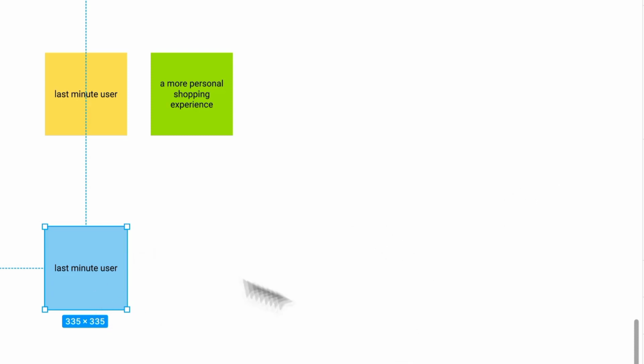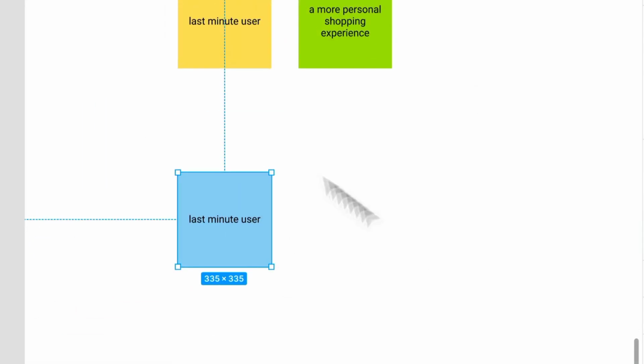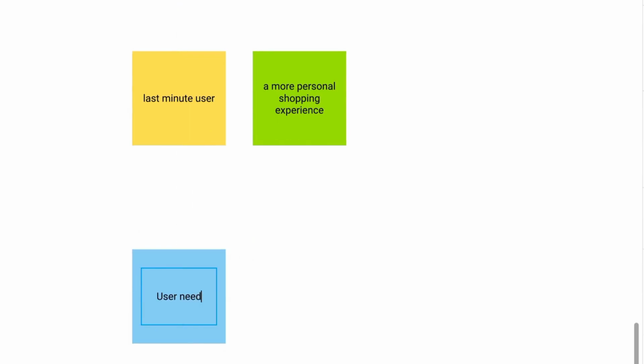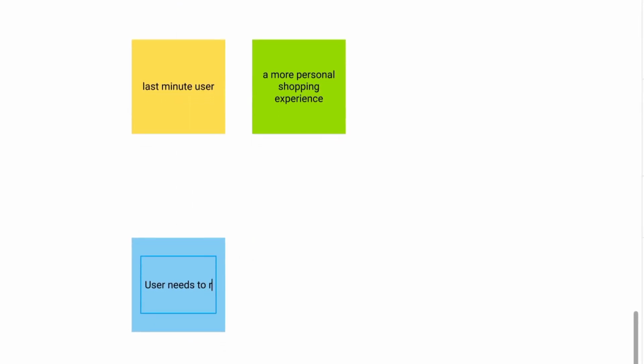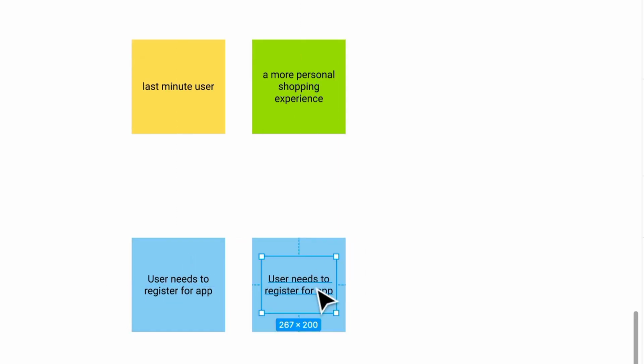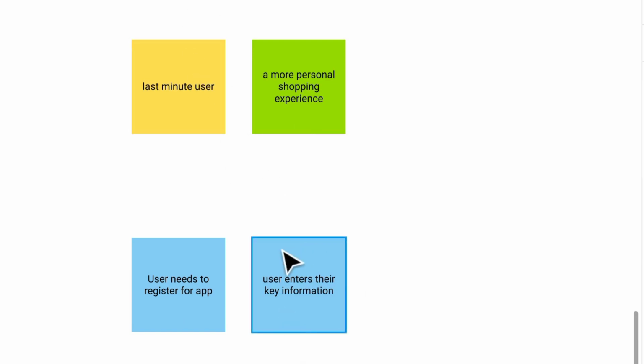So let's get started. Now let's think about all the different tasks that we need to complete this goal, a more personal shopping experience. A user needs to register for app. I mean, it can even go beyond the application. It could be like, how does the user even know about the application? Let's do this one. User enters their key information. So that's another one.